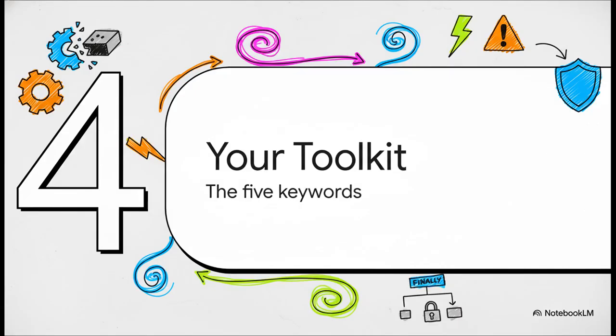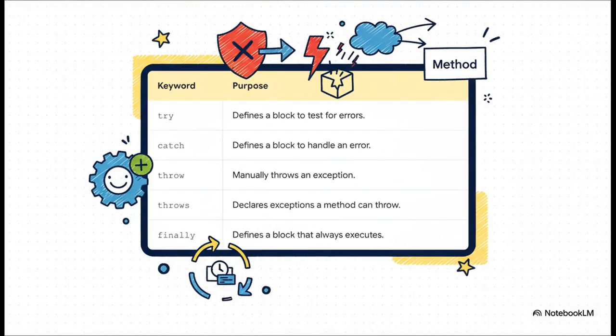So let's pull it all together. We now have 5 powerful keywords that make up our exception handling toolkit. Time for a quick review. So here it is, the whole shebang. You try a block of code you think might be risky. You catch any errors that happen. You throw an error when you need to create one yourself. You use throws to warn other methods about what you might throw, and you use finally to clean everything up afterwards, no matter what. Getting these 5 down is really the key to writing solid, reliable Java code.